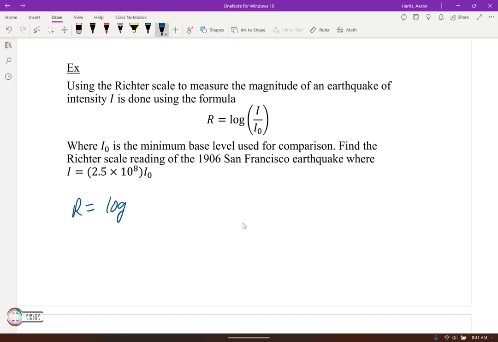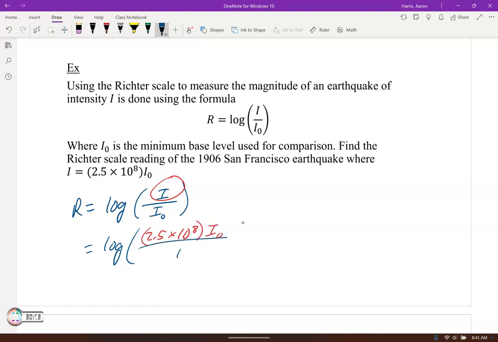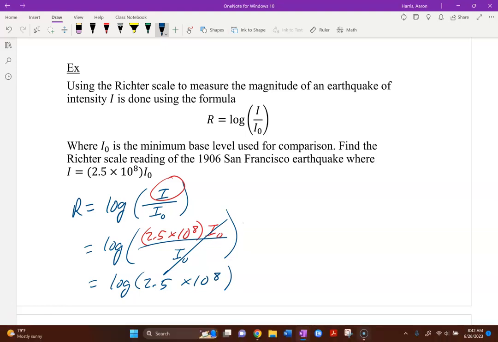So find the Richter scale. Let's write this down. This is log base 10 of I over I sub 0. And the intensity I of the San Francisco earthquake, so I'm going to replace I with 2.5 times 10 to the 8 I sub 0. And we have an I sub 0 on the bottom, which is the minimum base level. So notice the minimum base level cancels out, and all we're left with is log of 2.5 times 10 to the 8. So I just got to punch that into my scientific calculator. Log of 2.5 times 10 to the 8. Let's see what that gives us.